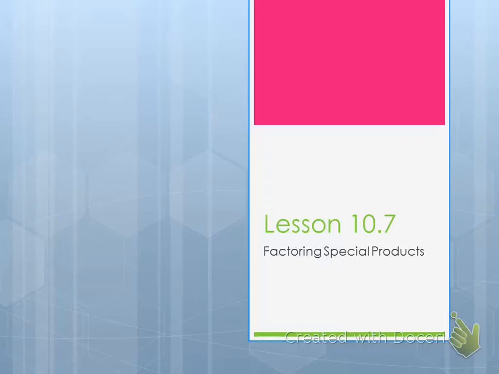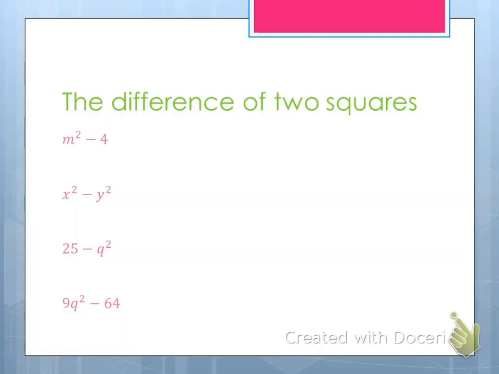Today we are going to do lesson 10.7 and 10.8. We are going to learn 4 different types of factoring. I need you to pay attention. We're going to go through it as best as we can. If you have any questions, I want you to make sure and ask those questions. The first type of factoring that we are going to do is the difference of 2 squares.